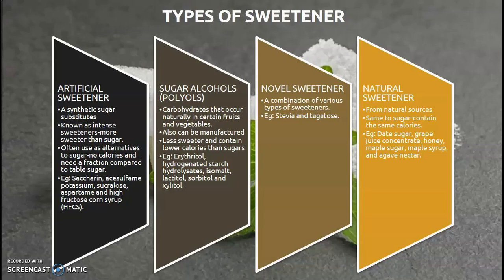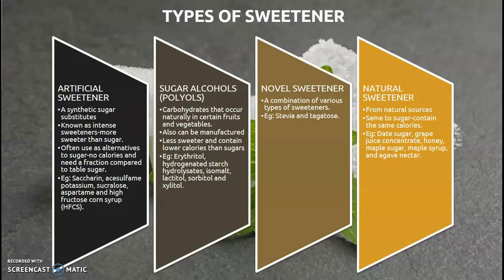Next, sugar alcohols or polyols. It is a carbohydrate that occurs naturally in certain fruits and vegetables. It also can be manufactured. It is less sweet and contains fewer calories than sugar. Examples are erythritol, hydrogenated starch hydrolysate, isomalt, lactitol, sorbitol, and xylitol.